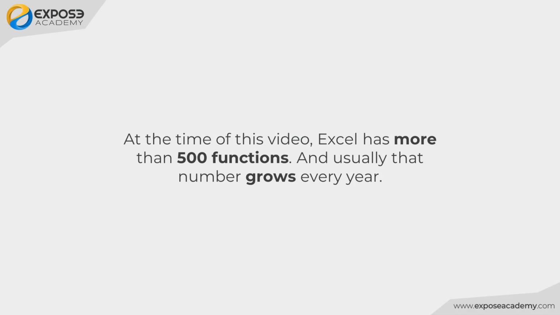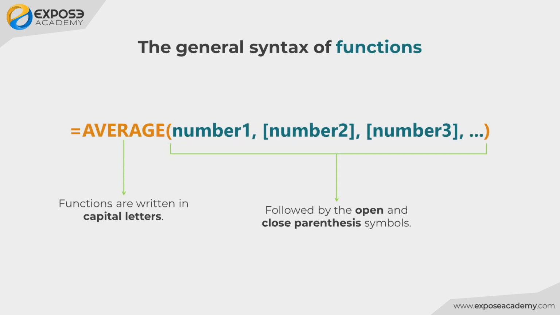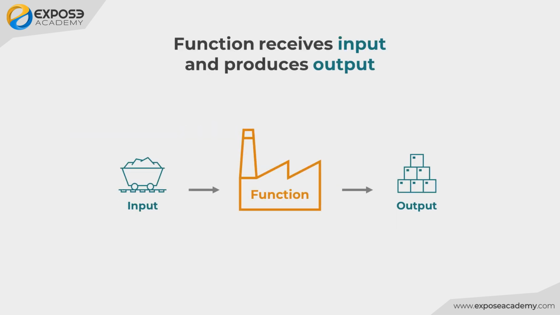At the time I recorded this video, Excel has more than 500 functions, and this number usually continues to grow from year to year. All functions in Excel are written in capital letters, followed by the opening and closing parentheses symbols. If we type a function name in lowercase letters, Excel will usually automatically correct it to uppercase. We can think of a function as a factory machine. It receives raw materials and processes them into products. We can call these raw materials input, and the product it produces as output.